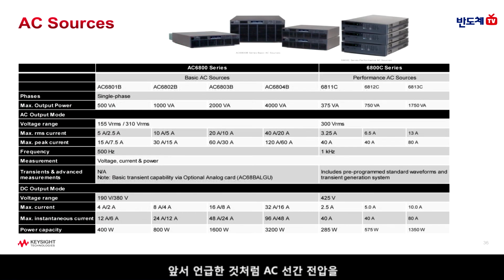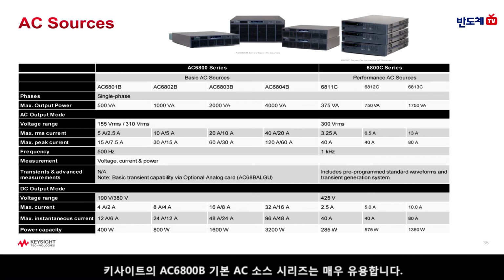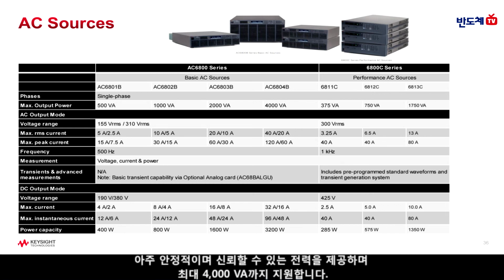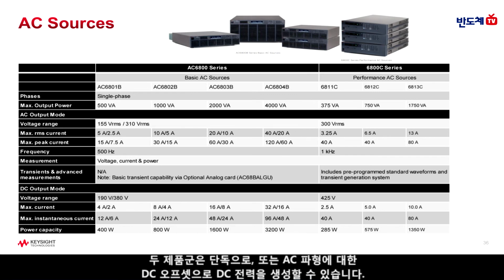As I mentioned a second ago, when you need to convert AC line voltage to a different AC voltage, you need to use an AC power source. I just want to point out that Keysight offers 2 families of AC power sources. We have our AC 6800B series of basic AC sources, which provide very stable, reliable power, and we have models that go up to 4,000 volt amps. And we also have our 6800C series of performance AC sources. These provide a more complete AC test solution because they have built-in arbitrary waveform generation, which allows you to simulate different types of power waveforms. They go up to 1750 volt amps. Both families can also produce DC power, either alone or as a DC offset to an AC waveform.